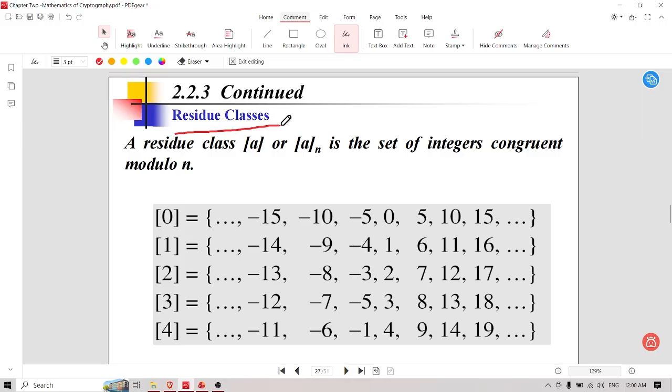Now residue classes. A residue class of a or [a]n is the set of integers congruent to a modulo n. In other words, they are all congruent modulo n. If it is 0, they are all congruent to 0. If it is 1, they are all congruent to 1, and so on.